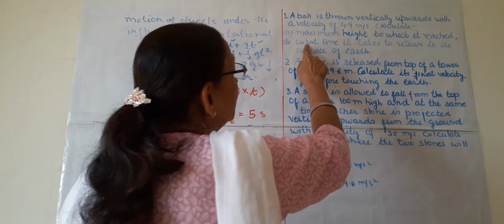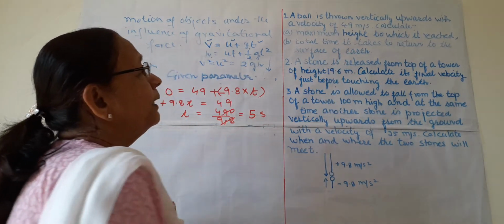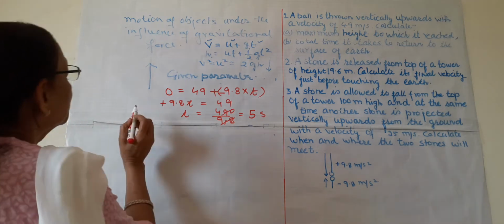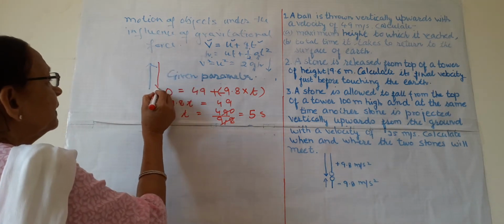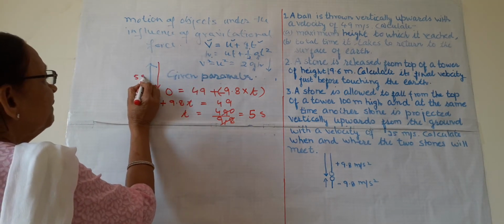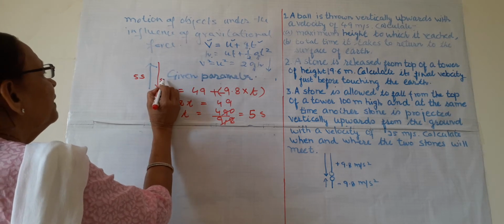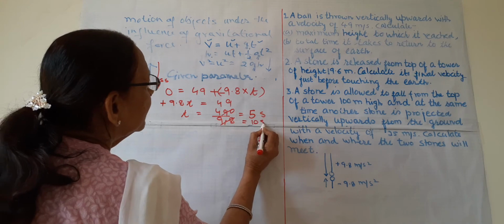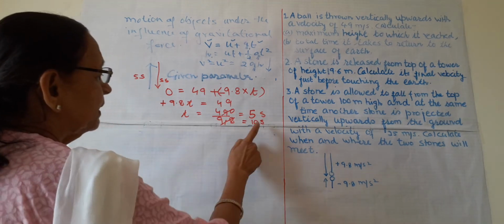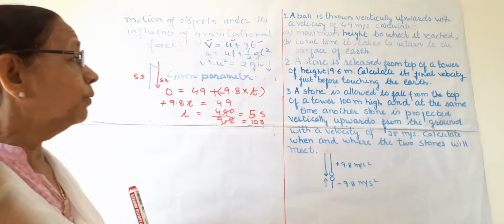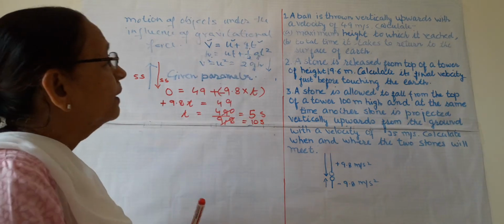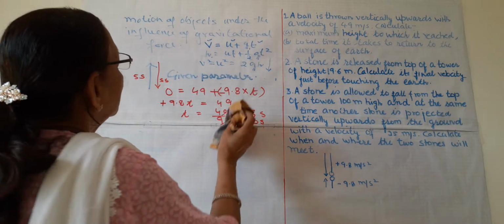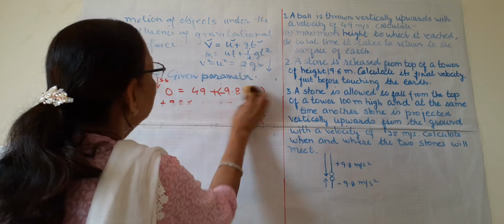But we have to calculate the total time it takes to return to the earth. So first the ball is going up, then it is coming down. So 5 seconds for going up and 5 seconds for coming down. So the total time will be 10 seconds. And the answer is 10 seconds. So this is how the first numerical is done. Now read the second one.